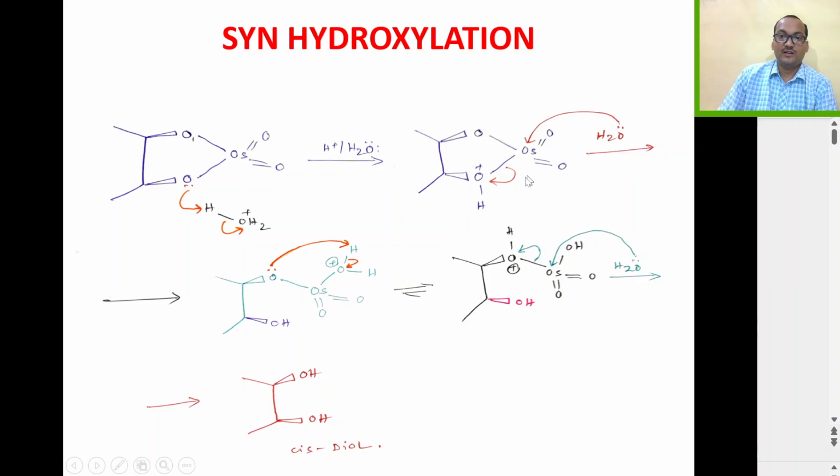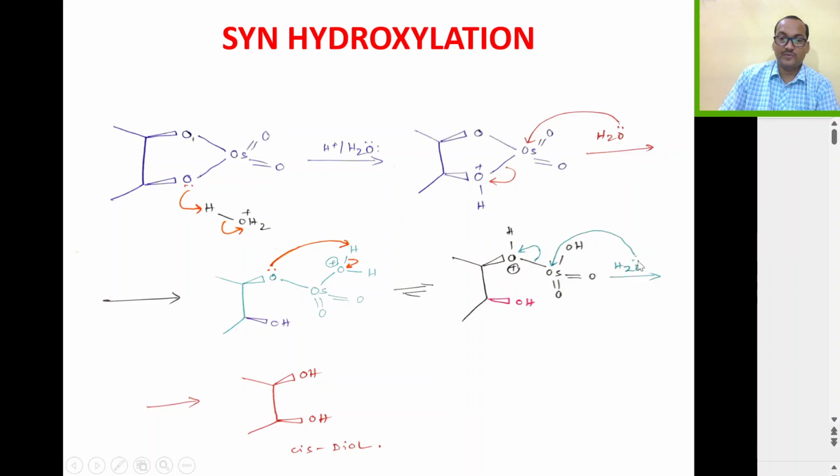So as a result, you end up with this protonated species. And again, water lone pair will act as nucleophile. As a result, this osmium-oxygen bond will break on this O plus. So as a result, you end up with this species. Again, this oxygen lone pair will take this proton, and this O-H bond will break on this O plus. So as a result, you end up with this species or intermediate.